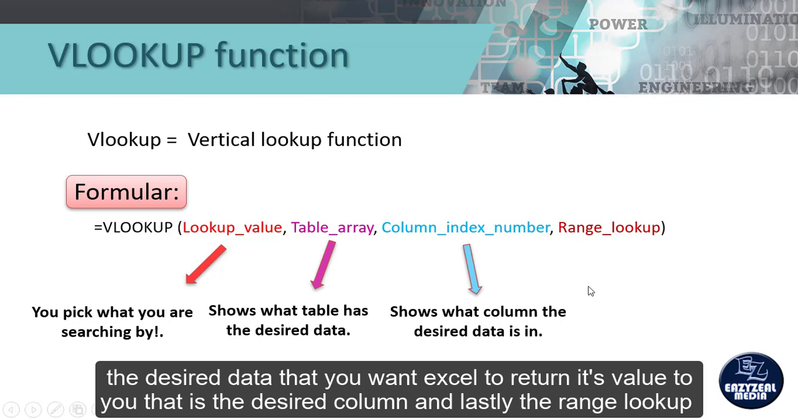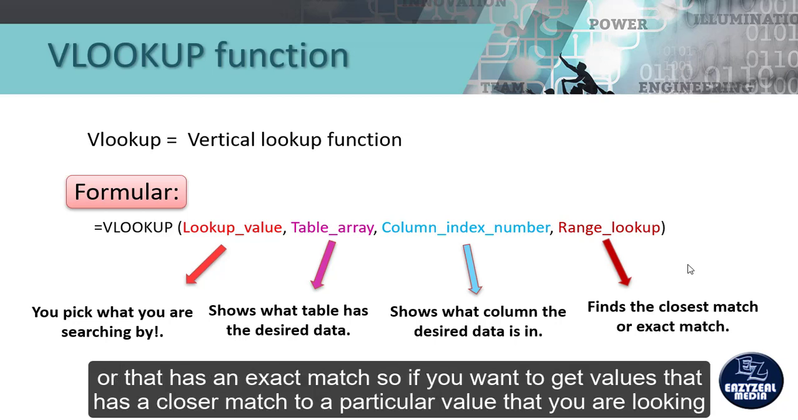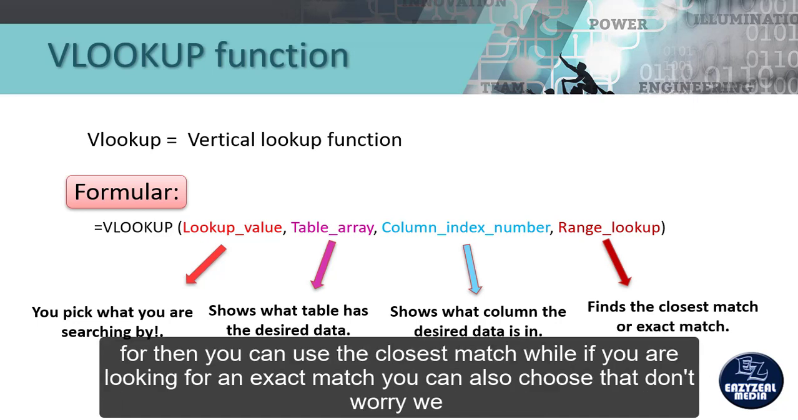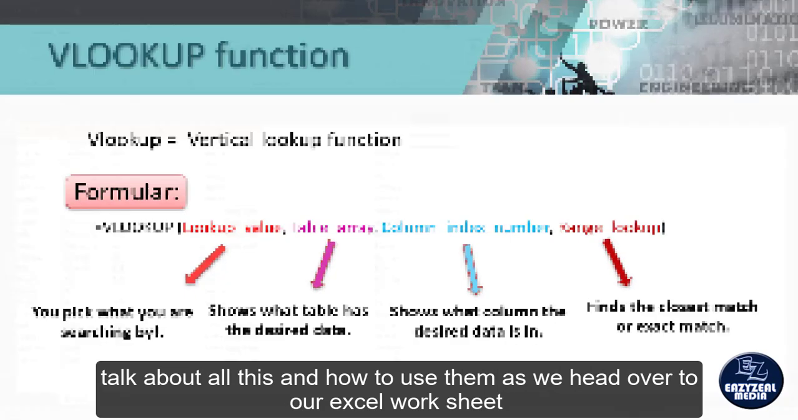And lastly, the range lookup. The range lookup helps to return values that are the closest match or that have an exact match. So if you want to get values that have a closer match to a particular value that you are looking for, then you can use the closest match. While if you are looking for an exact match, you can also choose that. Don't worry, we'll talk about all this and how to use them as we head over to our Excel worksheet.